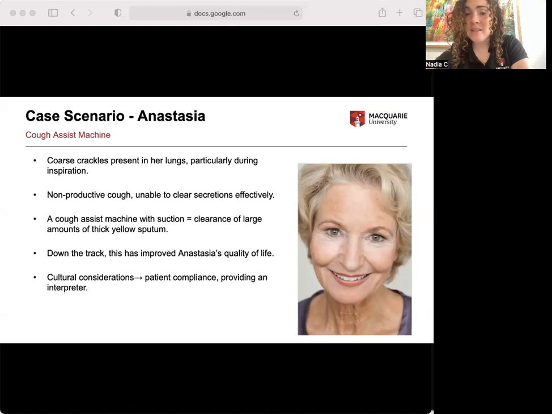sputum. Since English is her second language and she only moved to Australia 10 years ago, we thought to provide an interpreter to ensure communication doesn't get lost in translation. This helped to ensure that appropriate consent was given by Anastasia and that she fully understood the treatment that we would be providing to her.